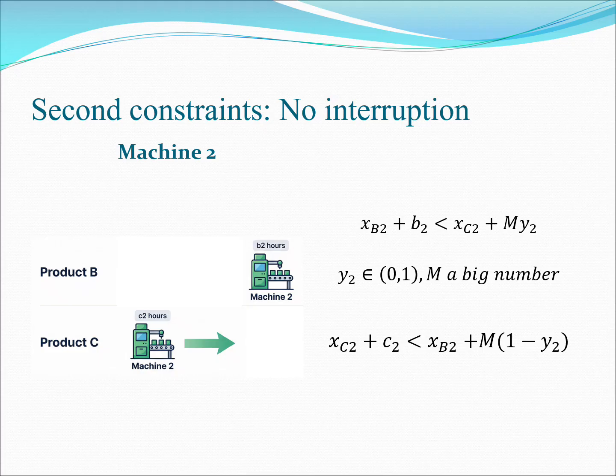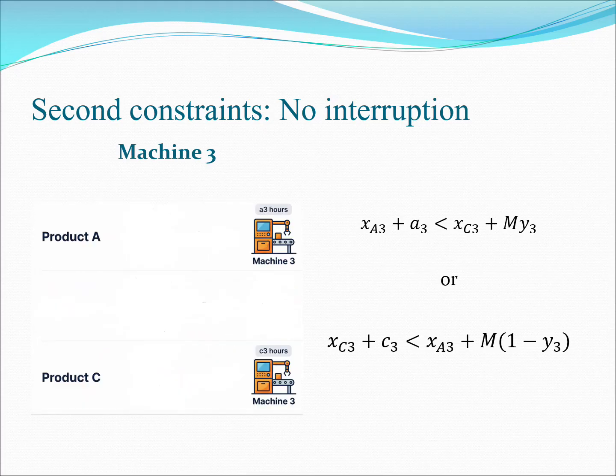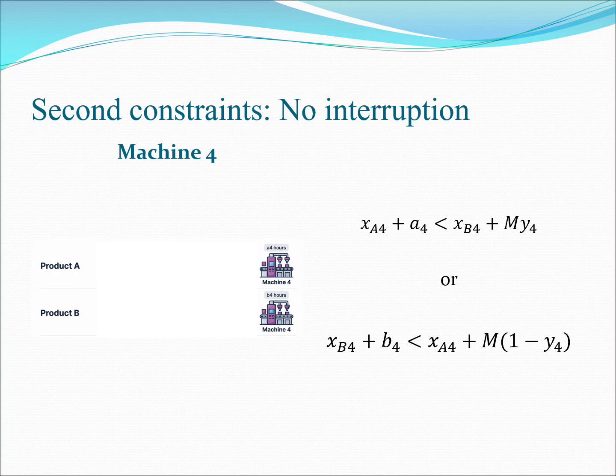but the second constraint becomes active. We need to write similar constraints for machine 3 and use a binary variable to make sure there is no interruption for the operations of machine 3. Finally, we write 2 constraints for machine 4 and use a binary variable to make sure there is no interruption for the operations of machine 4.